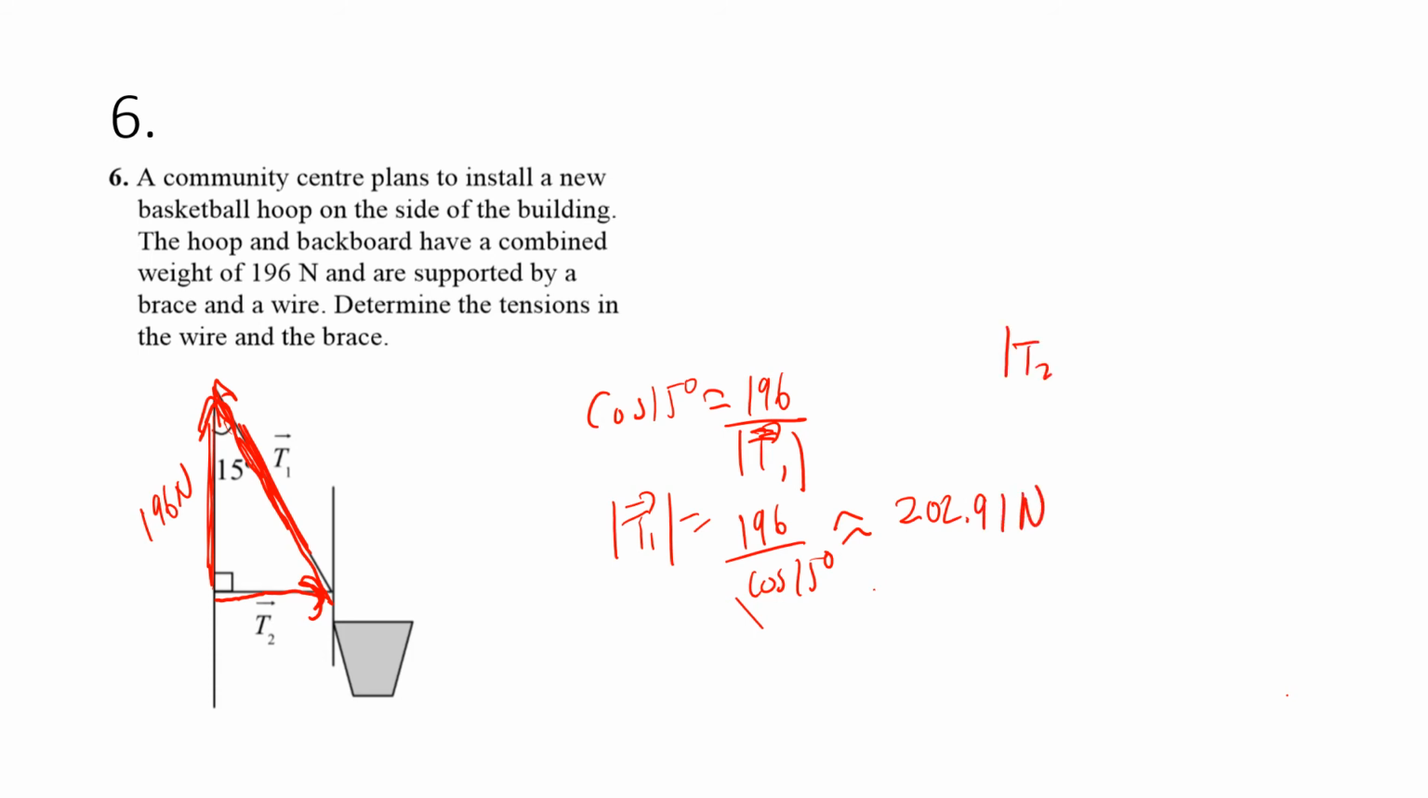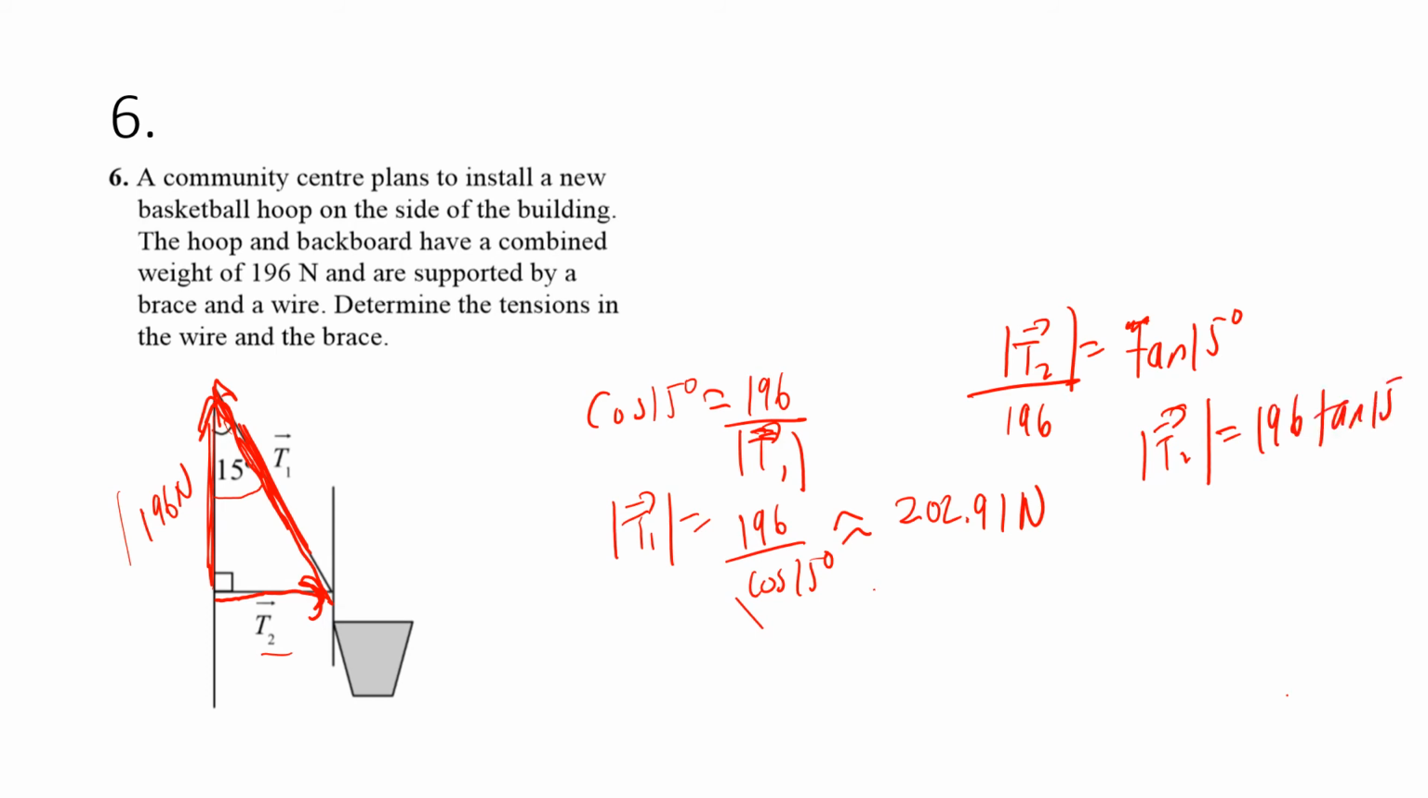Okay. T2, on the other hand, we can use the tangent ratio relative to the 15-degree angle, right? Because we have the opposite and the adjacent right here. So that's T2 over 196 is tangent 15. So T2, its magnitude, is 196 times tan 15, which is approximately 52.52 newtons. All right, and that concludes question 6.